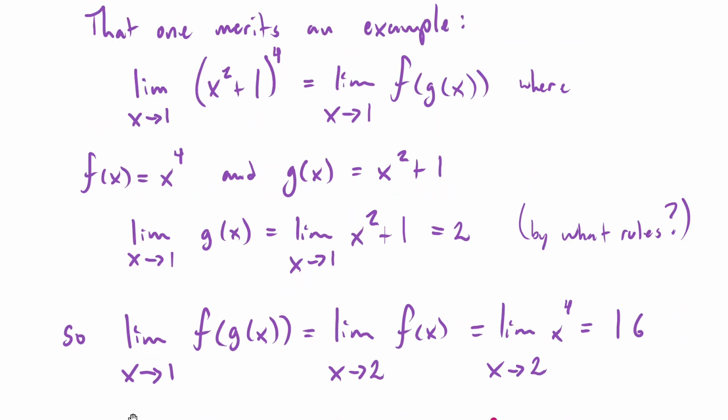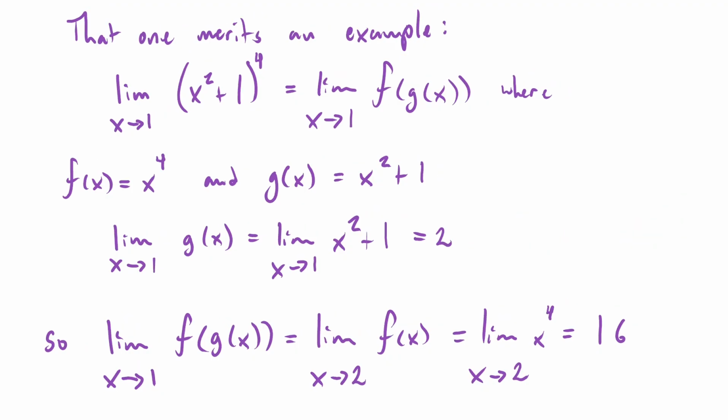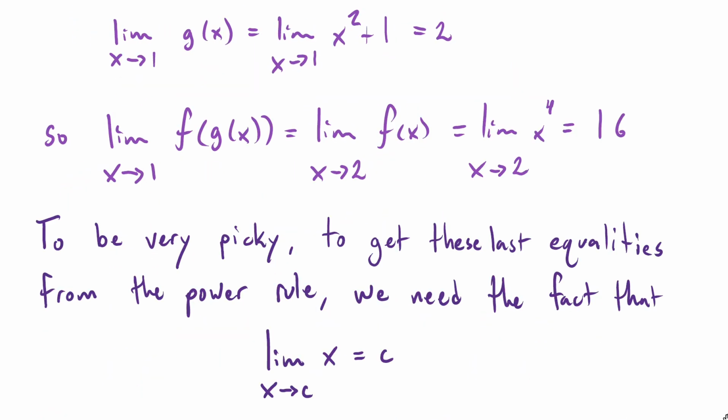If we want to consider the limit of the composition, we could just consider the limit as x approaches 2 of f of x. Now, f of x was x to the fourth power alone. So what happens as that approaches 2? Well, to be very picky here, as much as we'd like to just substitute in 2, take it to the fourth power and get 16, we haven't established that property yet. We could get these last equalities from the power rule, the sum rule, and so on, but we're going to need the fact that the limit of x as x approaches c is just c. And while this may be readily apparent, in order to be very rigorous, we're going to want to prove that.